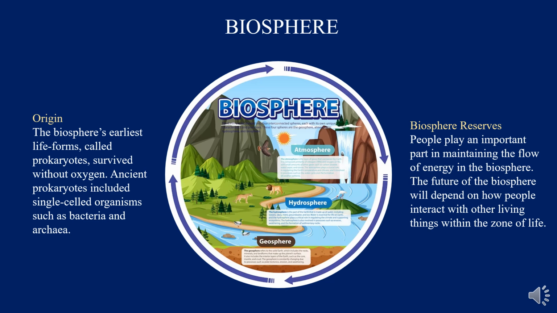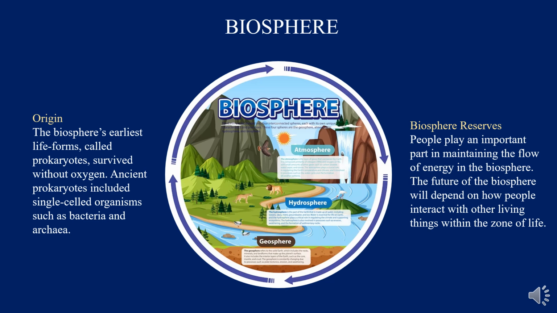The remains of dead plants and animals release nutrients into the soil and ocean. These nutrients are reabsorbed by growing plants. This exchange of food and energy makes the biosphere a self-supporting and self-regulating system. Sometimes the biosphere is thought of as one large ecosystem, a complex community of living and non-living things functioning as a single unit. More often, however, the biosphere is described as having many ecosystems, and the biosphere reserves note that people play an important part in maintaining the flow of energy in the biosphere.